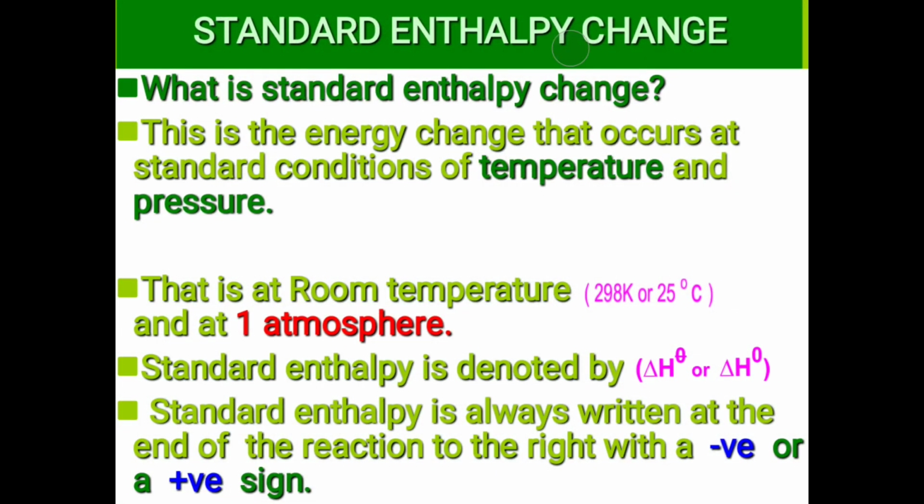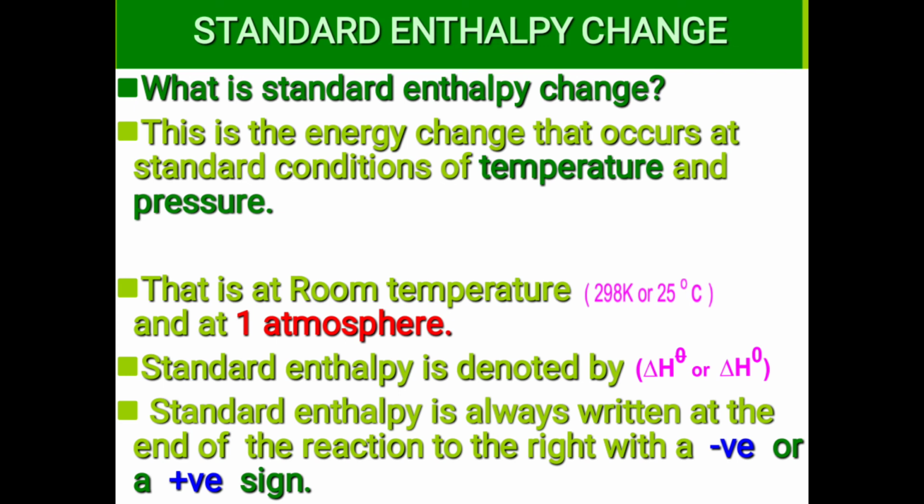Now let us look at standard enthalpy change. What is standard enthalpy change? Standard enthalpy change simply means the enthalpy change that occurs at standard conditions. And the standard conditions we are talking about are conditions of temperature and pressure. We all carry out experiments in laboratory rooms, but the temperature in that room is considered to be standard. In most cases, that temperature is 25 degrees Celsius. If we convert it to Kelvin, it is 298 Kelvin. Still in that room, the pressure is always 1 atmosphere.